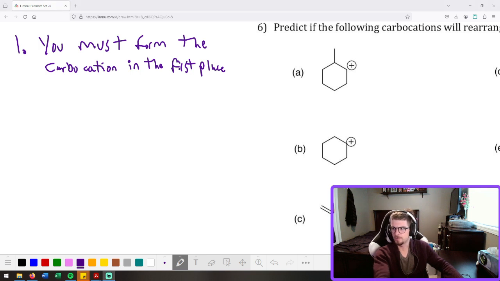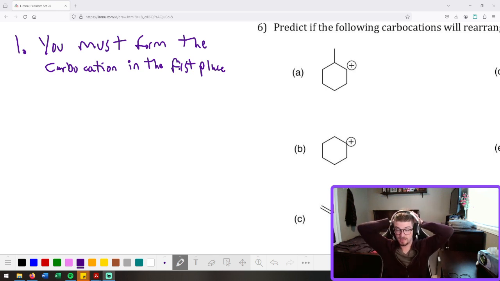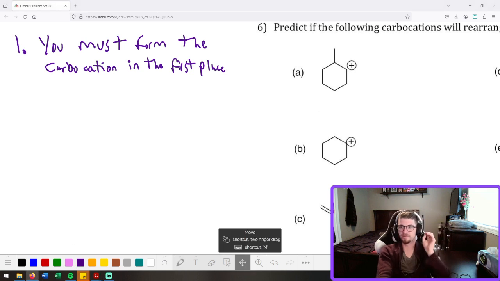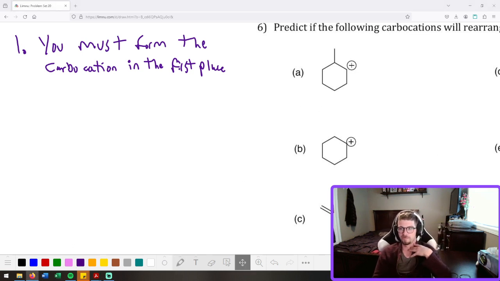Okay, so what do we mean by that? What I mean is that if the carbocation that you would form in an SN1 reaction is not stabilized in some fashion, then it is simply too energetically expensive to form it, and you just won't.